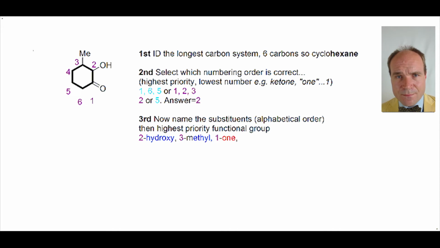What else do we have? Well, we've got an alcohol. The alcohol in this case is a lower priority group. So we call it hydroxy, and this appears before the parent name as a prefix. If in another example, the alcohol were the highest priority functional group, it would be placed after the parent name and be called ol. That's not the case here again. And finally, we have a methyl group. That's the lowest priority as an alkane.